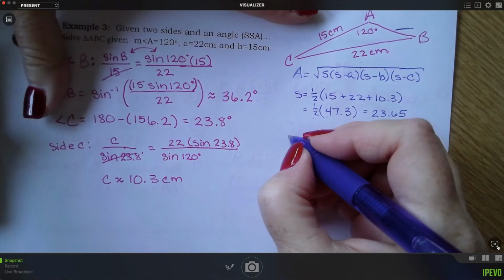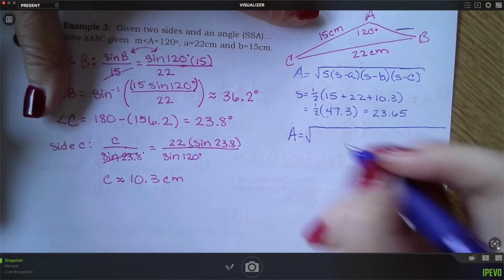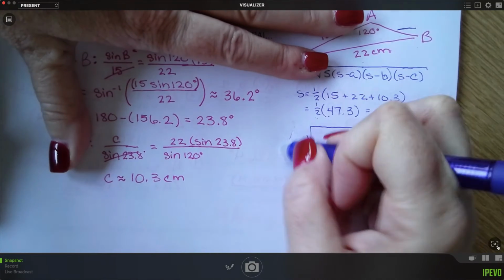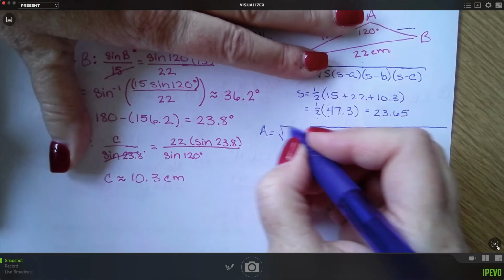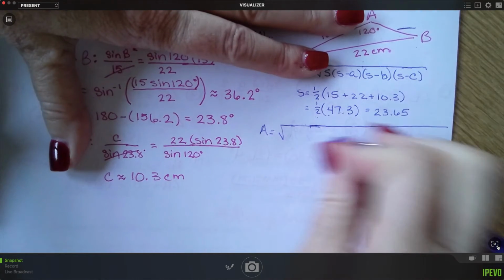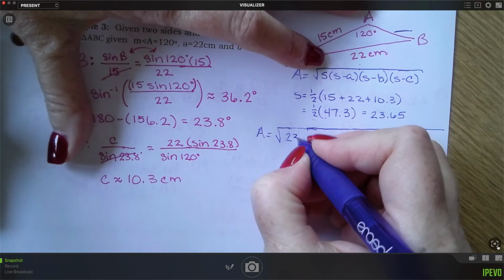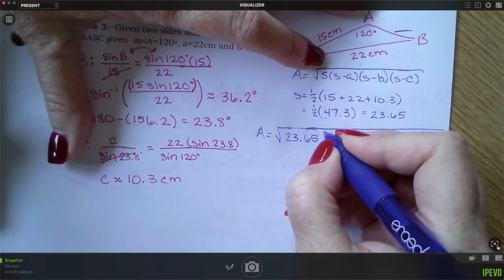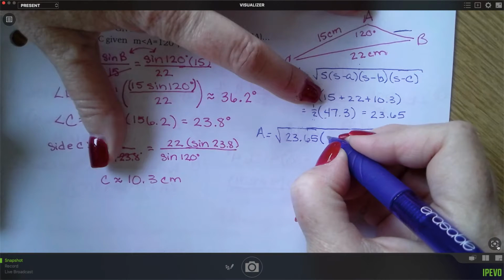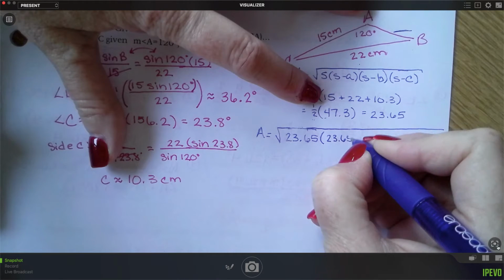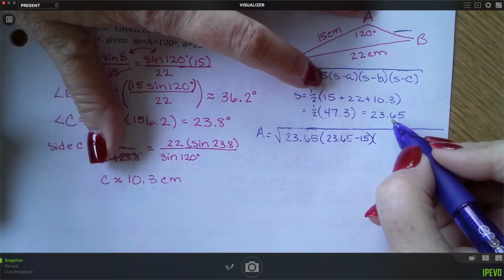Okay, so now I need the square root of... probably didn't even give myself enough room. Good. Okay, so 23, I'm just following the formula, plugging it in, right? Yep. 23.65. And then I need 23.65 minus 15. And then I need 23.65 minus 22.